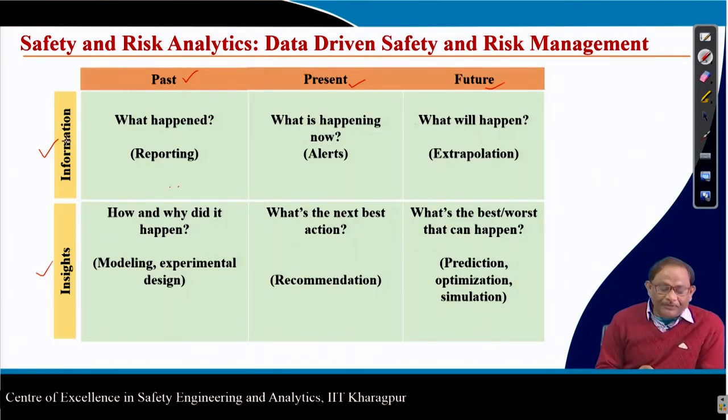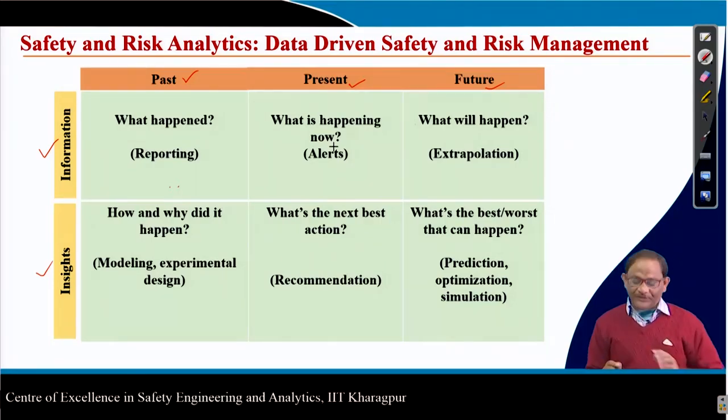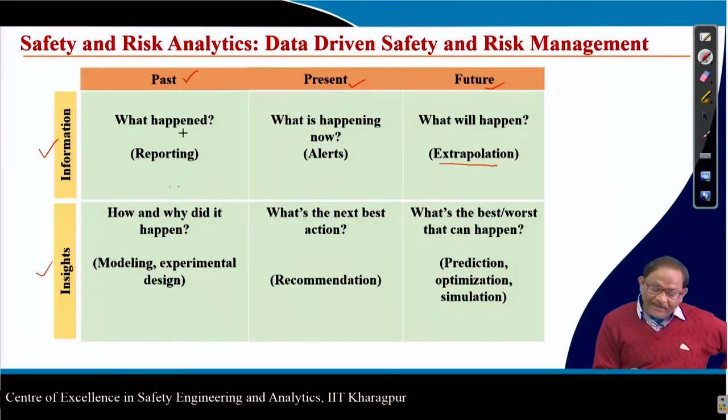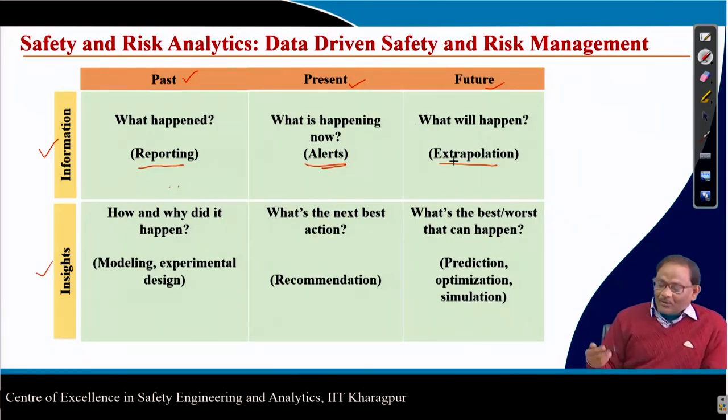So, from an information point of view, the past, what happened, we want to know. The present, what is happening now, we want to know. The future, what will happen if we do not do anything extra, in the present way we are managing the safety of the plant. So, that means extrapolation. What happened is some kind of reporting, what is happening now is some kind of alerts or warnings, and what will happen is extrapolation, so that you can take certain decisions. If what is going to happen is not satisfactory, you can take action so that the wrong thing will be eliminated. If you want to go further and draw some insights, the analytics will help you understand how and why it happened.